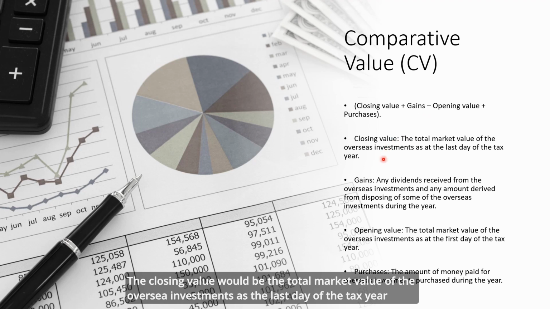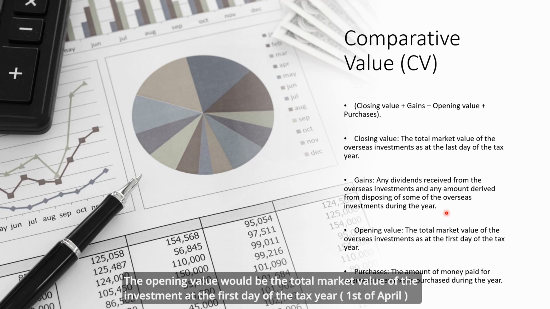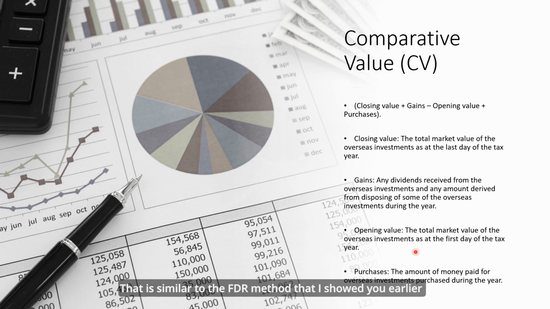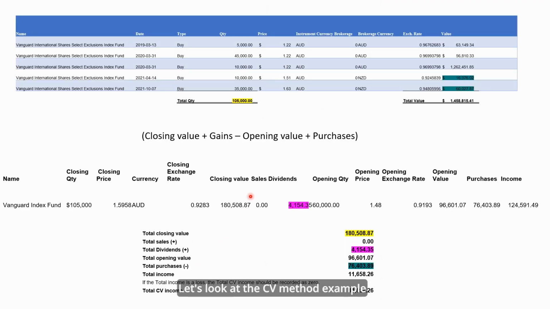So the closing value will be the total market value of the investment at the last day of the tax year. And the gains will be the dividends you received during the year. The opening value will be the market value of the investment at the first day of the tax year, which is the 1st of April. And that is similar to the FDR method that I showed you earlier. And the purchase will be what you buy in overseas investment during the tax year. Let's look at the example of the CV method.